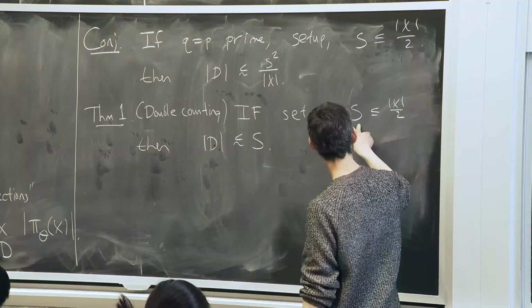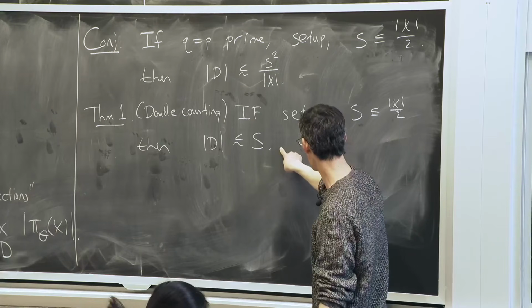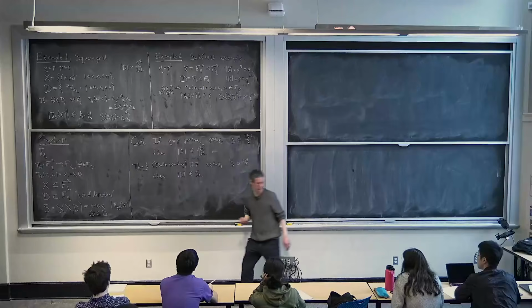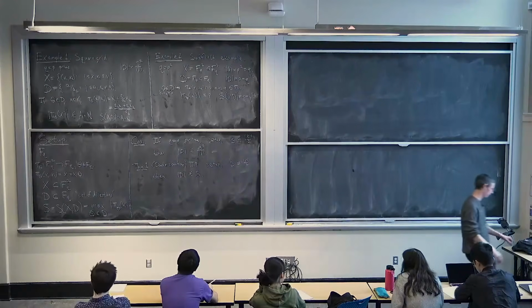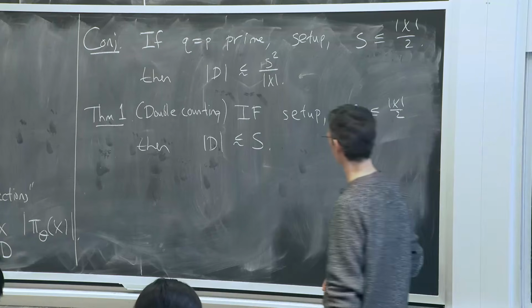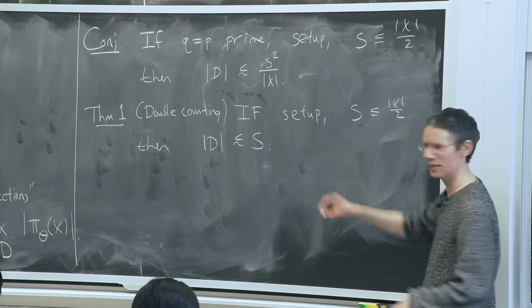OK. Now, if S is around x over 2, this is actually sharp. Hold on, let me look at my notes for a second. OK, actually, I wrote that in my notes, but I'm not quite sure it's true. Let's just go on, and I'll tell you theorem 2.